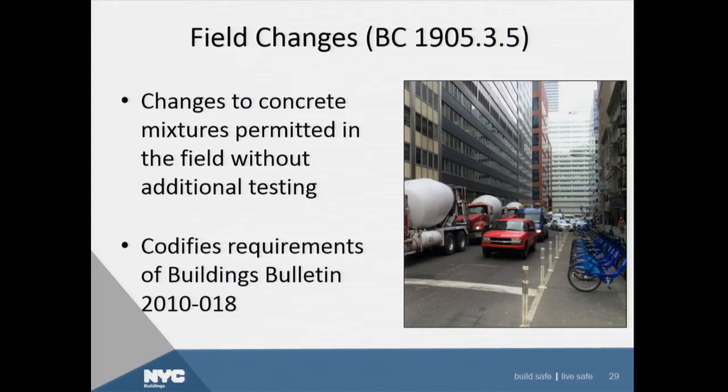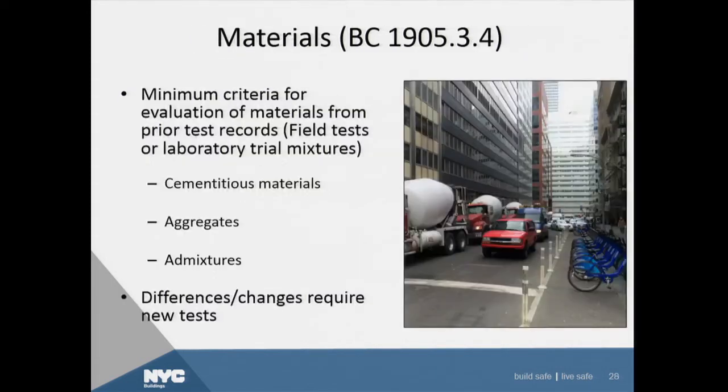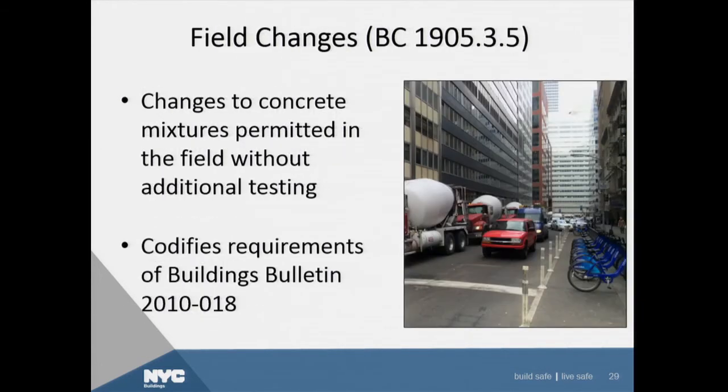So some changes can be performed as it says where some material substitutions or changes can be made, modifications can be made to the quantities without the requirement of new tests. Others will require additional testing. Our code now talks about field changes directly in the code rather than, I think it's Buildings Bulletin 2010 number 18. We folded those requirements directly into the code so that the general complaint that we hear at the department is that the testing lab or special inspection agency at the job site is not aware that you can make some of these field changes, which are in this memo. Now it's right there in the code for everyone to see.